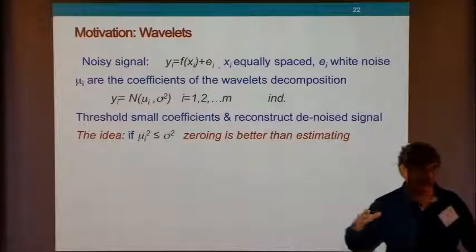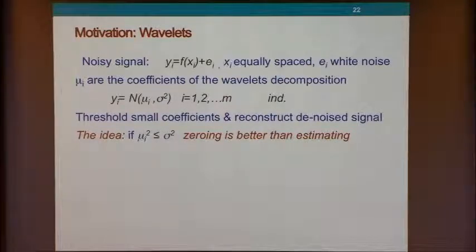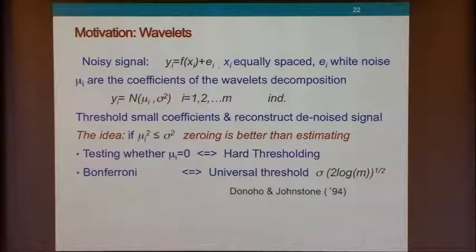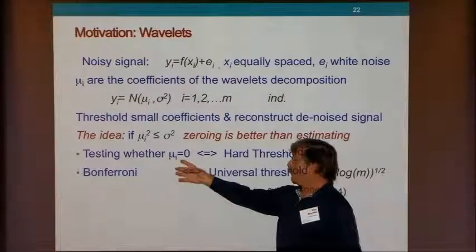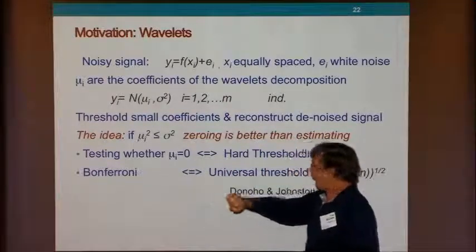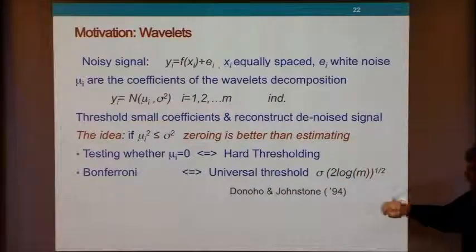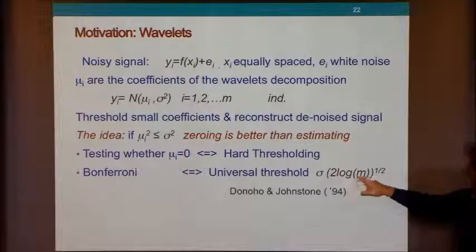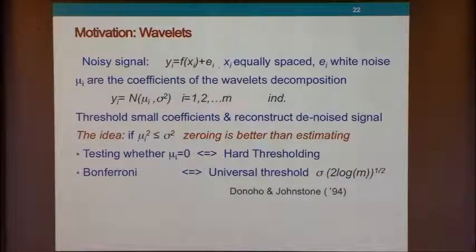The only thing is that we don't know who is small and who is big. If an oracle gives us who is small and who is big, then we're in a better situation, and we'll compare what we do otherwise to that situation. But the point is that we can test whether mu_i is 0 or not, and this is actually hard thresholding, and the Bonferroni method is equivalent to the universal threshold of Donoho and Johnstone, which is sigma times the square root of 2 log m, with m being the number of observations or coefficients. Are people aware of this hard thresholding and so on? I see quite a few nodding, so that's fine.